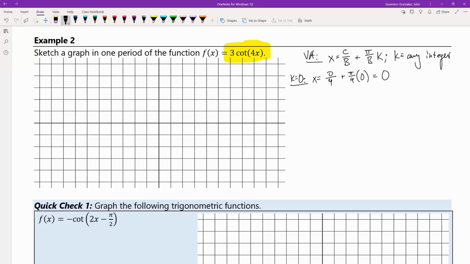Okay, next one, k equal 1. Again, just like you probably observed when we were doing tangent, this work becomes a little bit repetitive. Okay, and that's how it's supposed to be. x is equal to, there is no c, so 0 over 4 plus pi over 4 times 1. Multiply all that out, simplify that out, you get pi over 4.